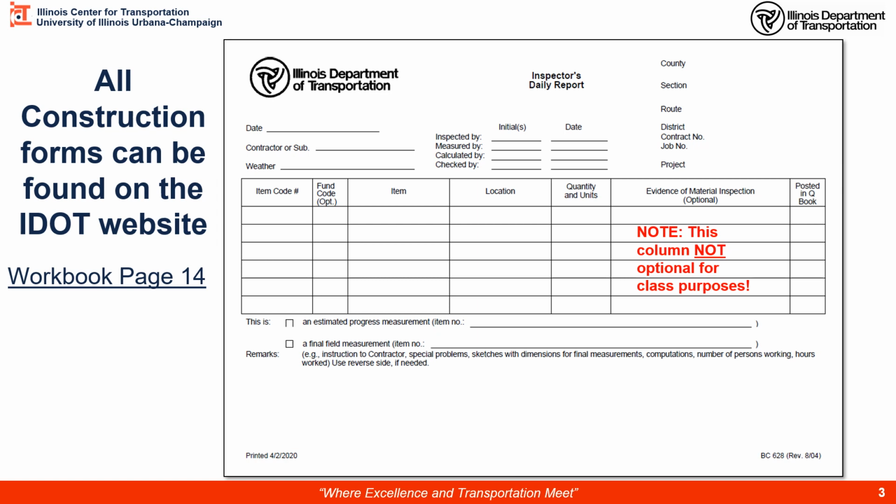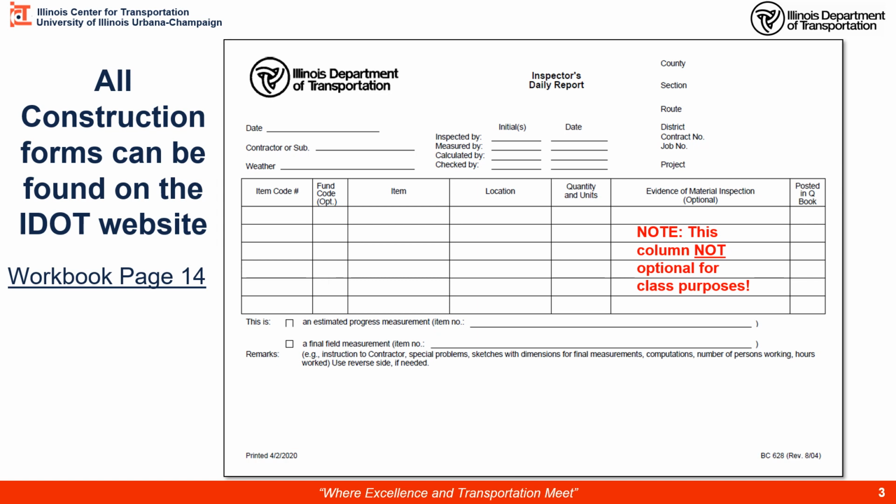Try to be as specific as you can in this location area. Stations, left and right. Quantity and units in this column. So you're calculating your quantity, you must also have the pay unit with those quantities. In this column, we are tracking the evidence of material inspection that is required for each pay item that we put on the individual rows.